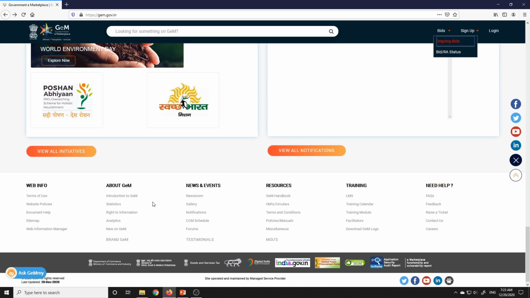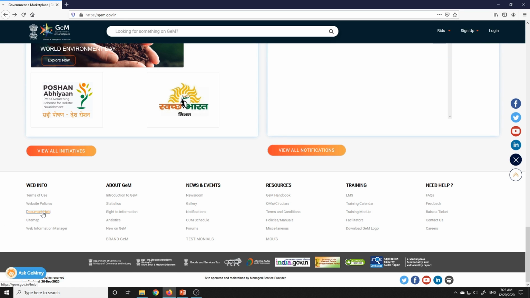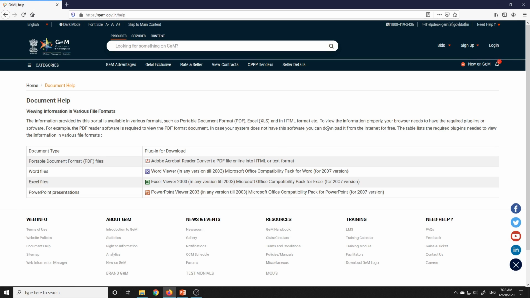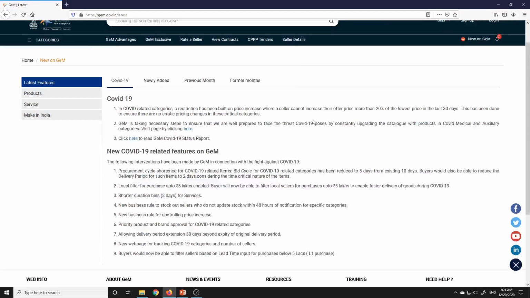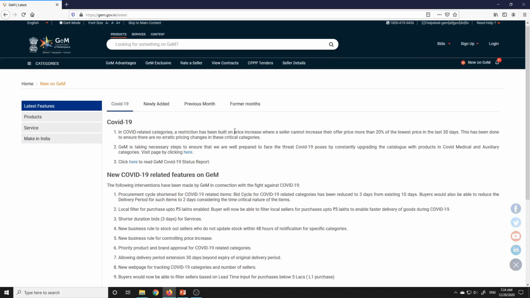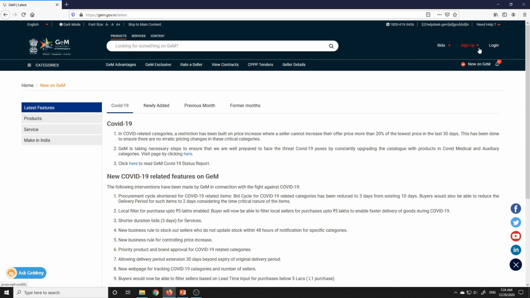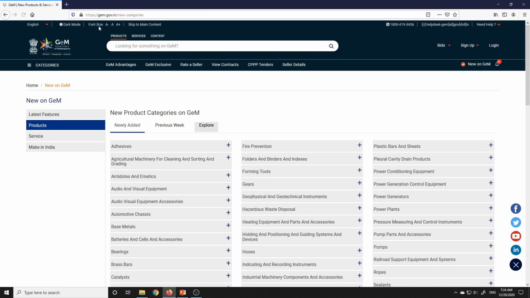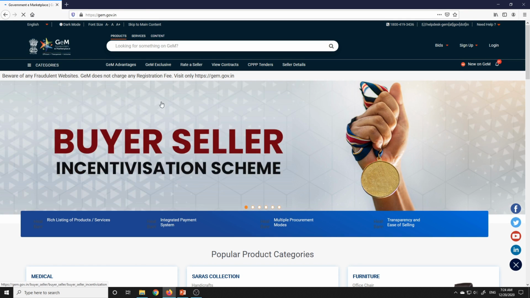Resources about GEM, document help, let's see. Okay, I don't think so. New on GEM, let's see what this is. I think they have given some COVID regulations here. Need help. I don't think I'm able to find that, but I have seen it somewhere where they have specifically written that now the limit is 25,000. After 25,000 you have to go for comparison.